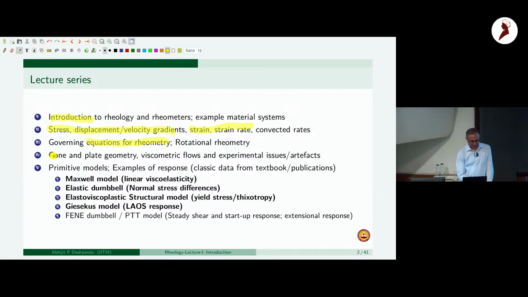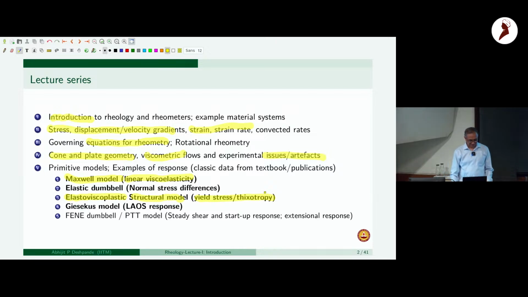And then we looked at cone and plate geometry in somewhat more detail to understand how the flow is measurable, and then looked at some experimental issues, artifacts. And then we started yesterday with the Maxwell model, linear viscoelasticity, and looked at linear viscoelastic response, mainly of polymeric systems, but also micellar systems, soft gels, and also linear viscoelasticity during gelation. And then in the morning, we also looked at the yield stress and thixotropy and the elastoviscoplastic structural models.